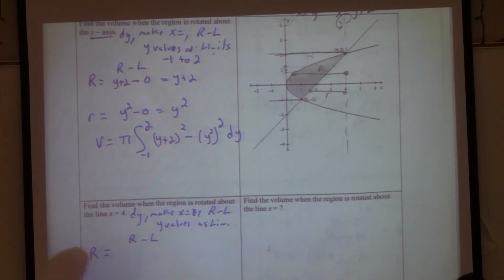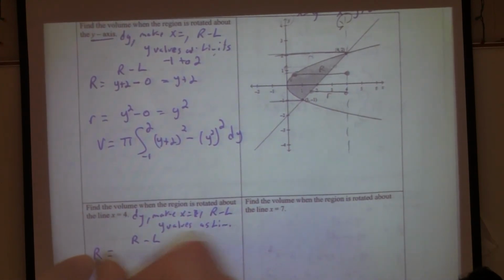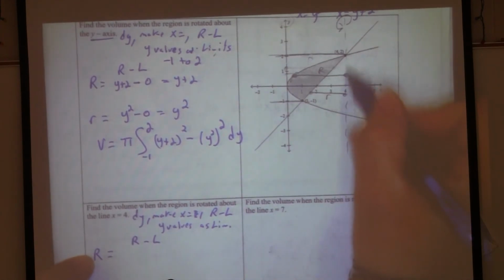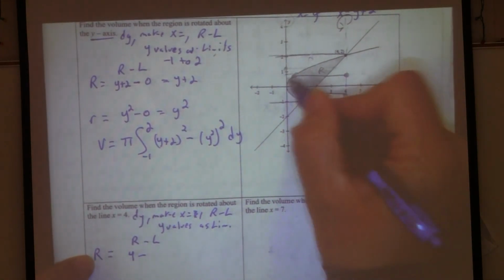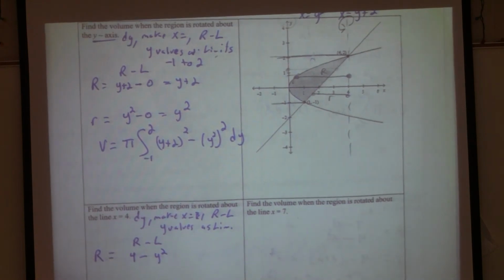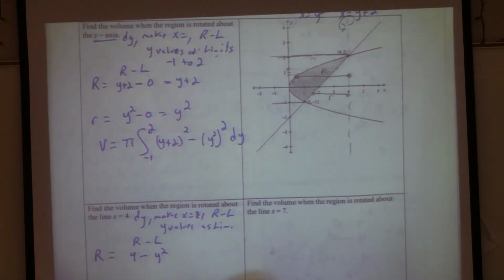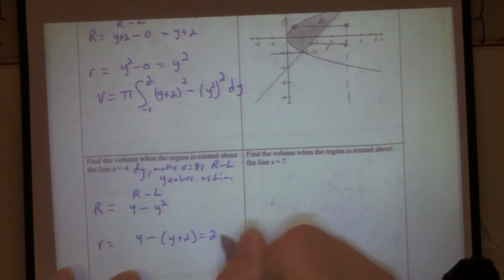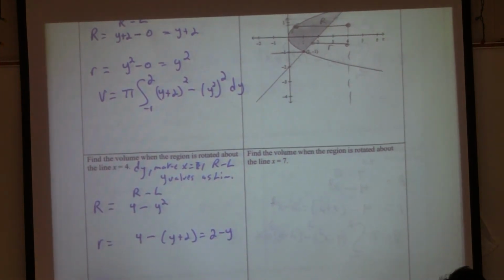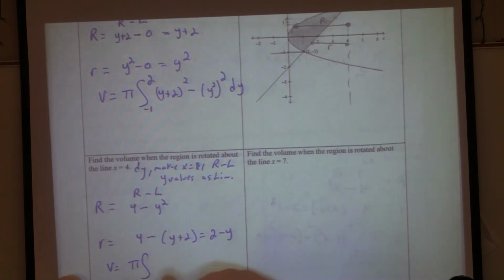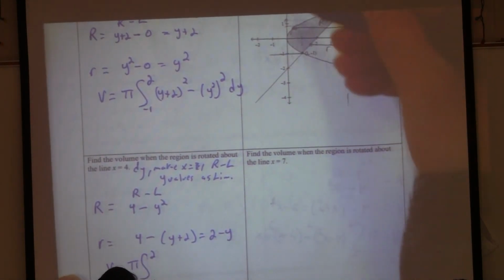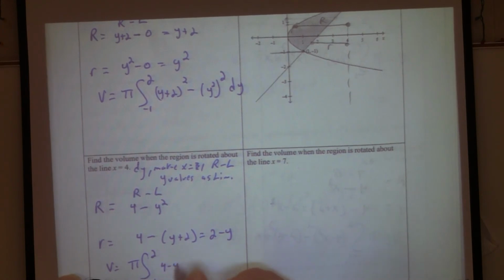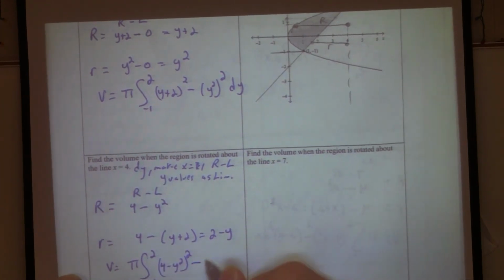All right, so what would be the right curve, or the big radius, sorry? 4 minus y squared, right? And the other one's going to be 4 minus y plus 2, right? You have to distribute that negative. So 4 minus the 2 gives us 2 minus y. Pi times the integral from negative 1 to 2, because those are the y values. 4 minus y squared, the whole thing squared, minus 2 minus y squared.